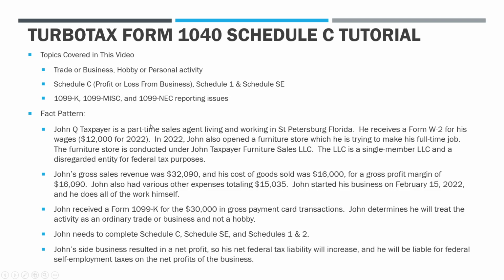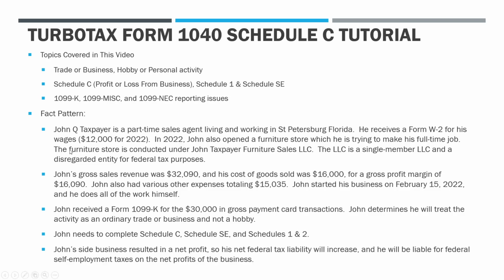So you're also going to need Schedule 1. We're going to need Schedule SE for self-employment income. So we'll take a look at those. And then we're going to talk about things like 1099-Ks, 1099-MISC, 1099-NECs for non-employee compensation, and what you need to be mindful of when you're entering the information into the return.